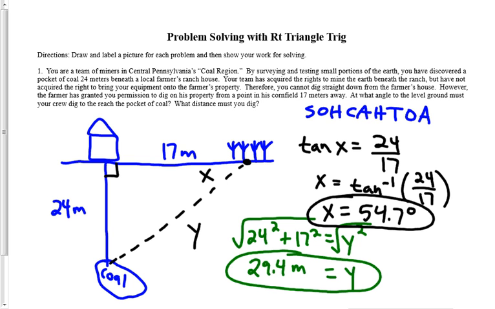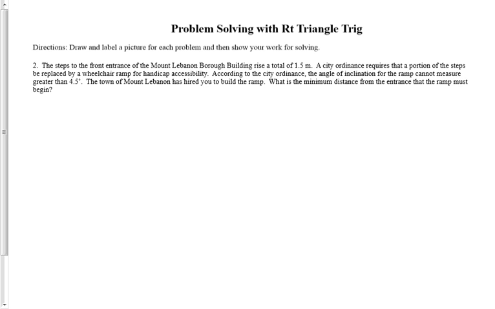So here's number 2 on the worksheet. It says the steps to the front entrance of the Mount Lebanon Borough building rise a total of 1.5 meters. Okay, so let's draw our steps in here. Let's draw ourselves a little borough building, and we'll say that the steps sort of come down like this, and we know that the overall height of those steps is 1.5 meters.